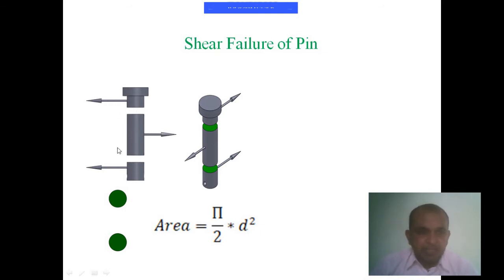The forces act in this way in the free body diagram of the pin, and typically this pin fails at two different cross sections. The cross section area of the failure is pi by 4 d square for one surface, and again pi by 4 into d square for the other surface. So the total area is pi divided by 2 into d square. By using that, you can find the diameter of the pin, or check whether the dimension of this pin is sufficient for the shear stresses. The equation is tau equal to force per area.